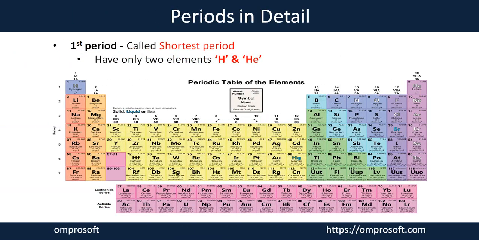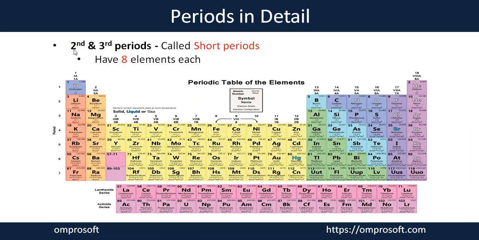Like see here, period number first is called the shortest period. Why? Because it has only 2 elements, hydrogen and helium. You can see here hydrogen, atomic number 1, and helium, atomic number 2. Both elements are part of period number first. In this period number first, we have only 2 elements. That's why it is called the shortest period.